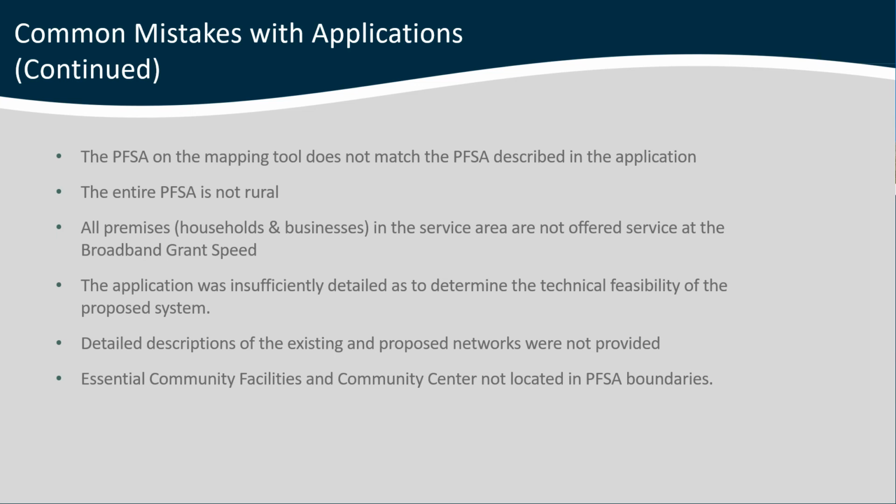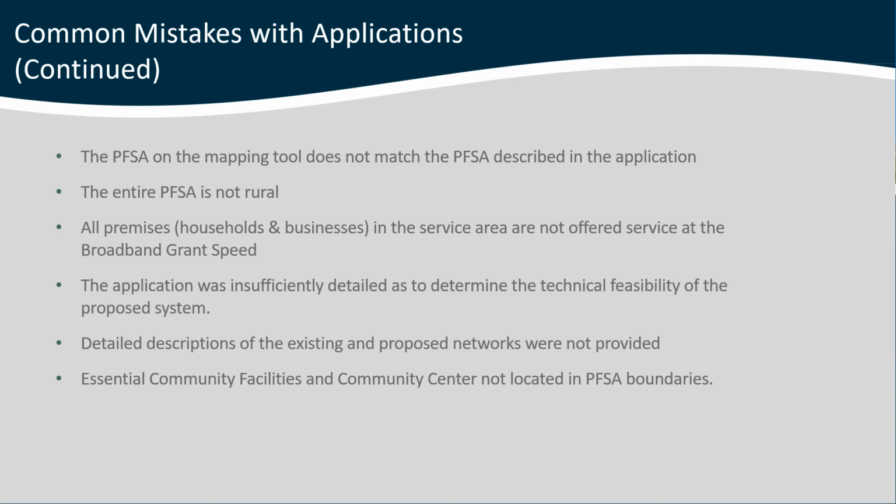Another mistake is if the application is insufficiently detailed as to determine technical feasibility of the proposed system, or detailed descriptions of the existing and proposed networks were not provided, or essential community facilities and community center are not located within the boundaries. So for essential community facilities, that's not as big a deal.